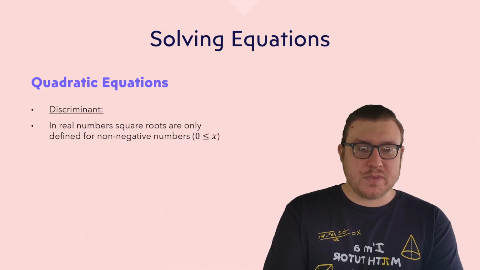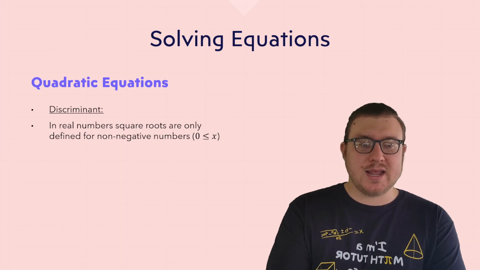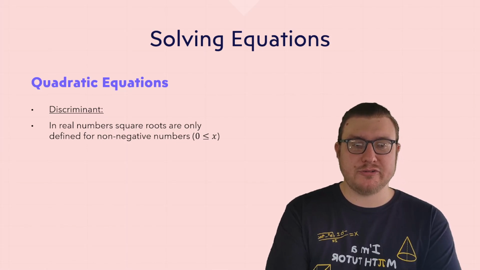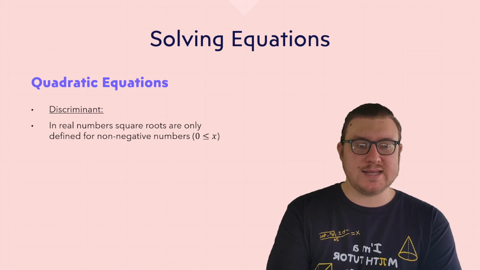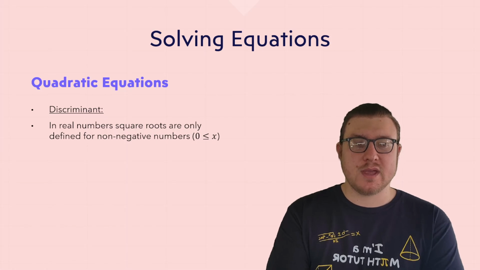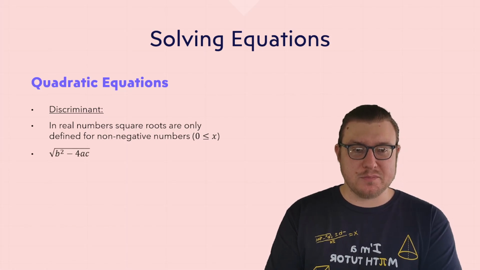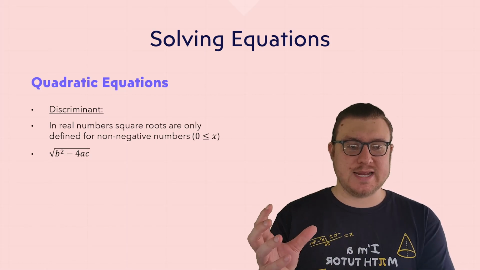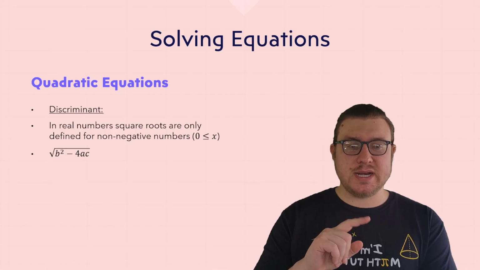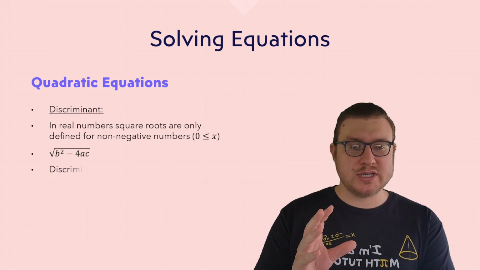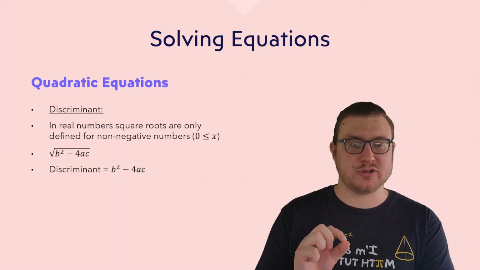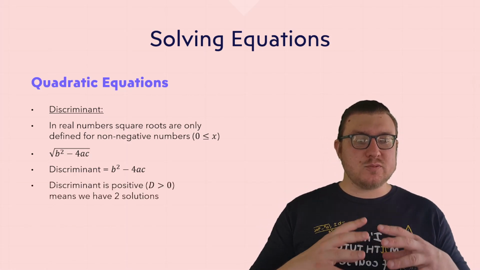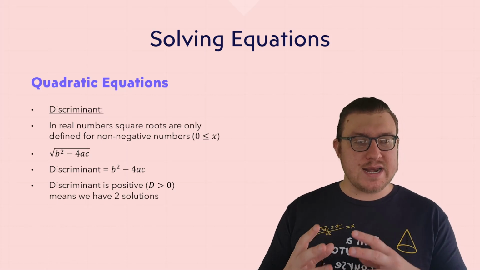So the important part is the discriminant can only be positive. So in real numbers, square roots are only defined for non-negative numbers. X has to be greater or equal to 0. We cannot take a square root of a negative number. The discriminant comes from the part where the square root is in the quadratic formula. But be careful, the discriminant is not the square root included, it's just the part inside the square root, b squared minus 4ac. If you calculate this value, it is the number underneath the square root.